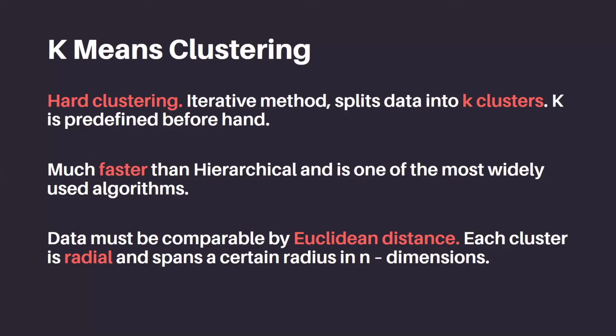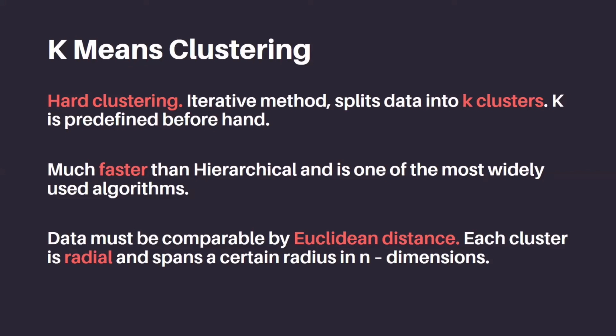A data point is either part of a group or it is not part of a group. It's an iterative method, and it eventually splits data into k clusters. Note that k is predefined beforehand. So you can tell this algorithm, I want my data to be split into 3 clusters. In this case, k would equal 3. If I wanted to split into 5 clusters, k would equal 5.